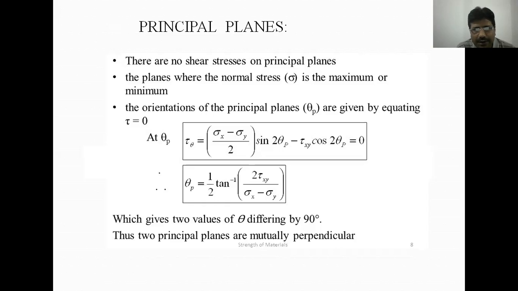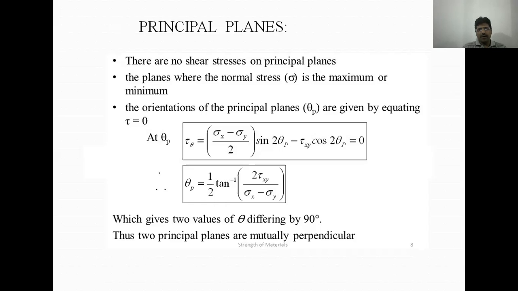Similarly, I told that the direction of the principal plane can be found by putting the value of shear stress as 0, because these planes don't have any shear stress. So at theta p, we'll find tau theta is equal to (sigma x minus sigma y) by 2 sine 2 theta p minus tau xy cos 2 theta p, equal to 0. Shear stress is 0 at the principal plane.